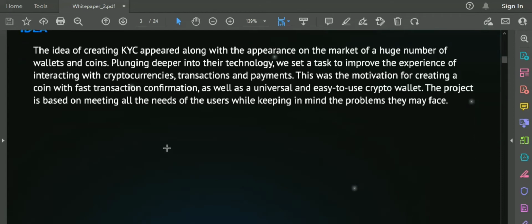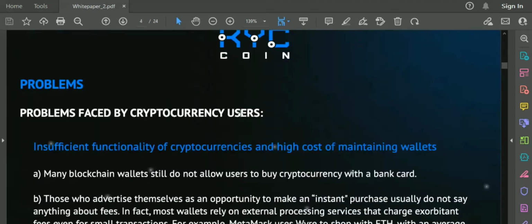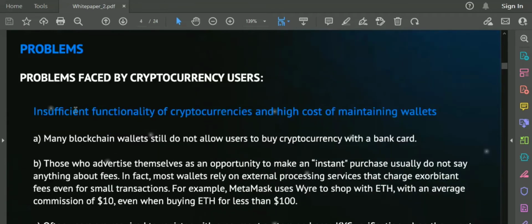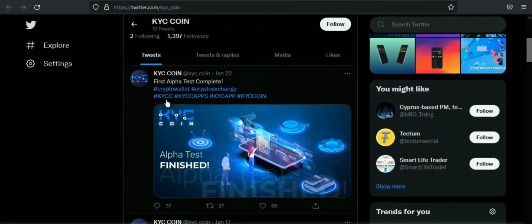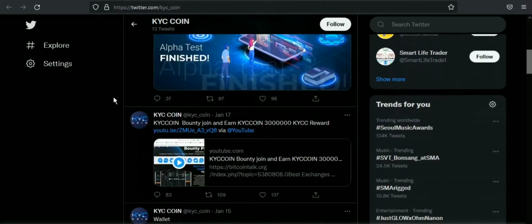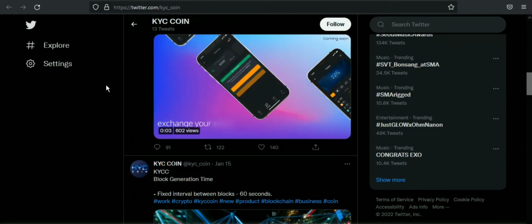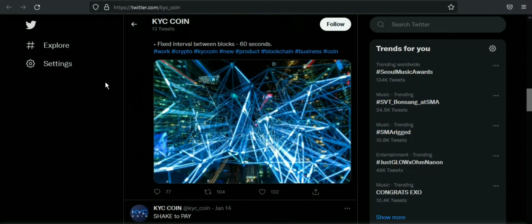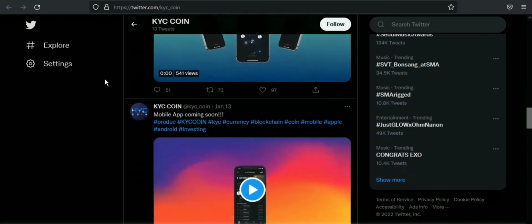The idea of creating KYC appeared along with the appearance in the market of a huge number of wallets and coins. Delving deeper into their technology, we set a task to improve the experience of interacting with cryptocurrencies, transactions, and payments. This was the motivation for creating a coin with fast transaction confirmation as well as a universal and easy-to-use crypto wallet. The project is based on meeting all the needs of the users while keeping in mind the problems they may face.